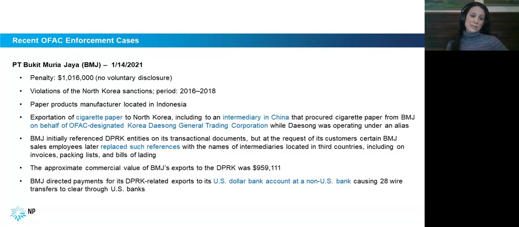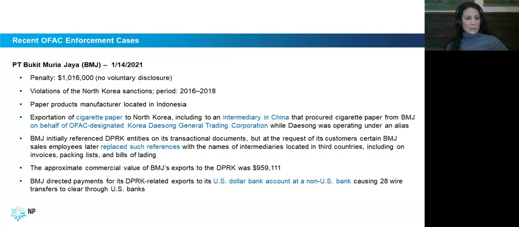What do we have? We have an Indonesian company, not under U.S. control, that exported cigarette paper to an intermediary in China, perhaps also directly to North Korea, but oftentimes it's the intermediary, right? That's how things can go wrong. And that intermediary bought it on behalf of OFAC-designated Korea Daesung General Trading Corporation. Daesung's been on the SDN list for a long time. It was operating under an alias, but based on what OFAC said, BMG, or at least some folks at BMG, knew that, because instead of referencing Daesung, they used different references and tried to hide what was going on.